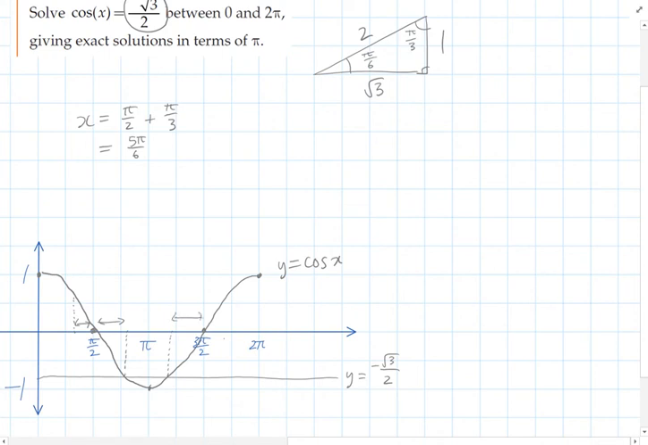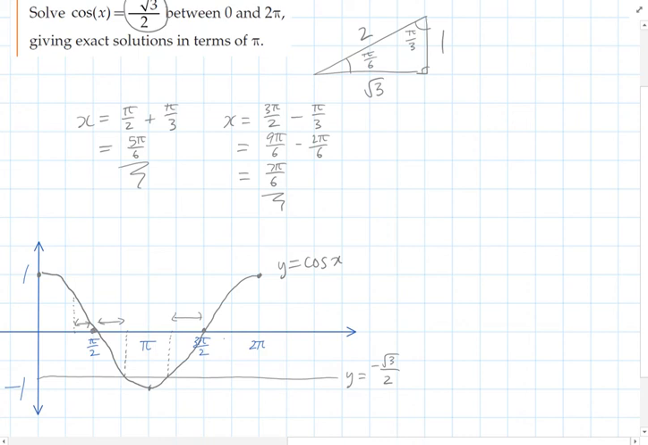So that's our first solution, and using that symmetry again, we're going to realise that the distance between here is also going to be the same. So our other solution is going to be 3 pi over 2 minus pi over 3, and so that's going to be 9 pi over 6 minus 2 pi over 6, which is 7 pi over 6. Alright, so those are our two possible solutions.